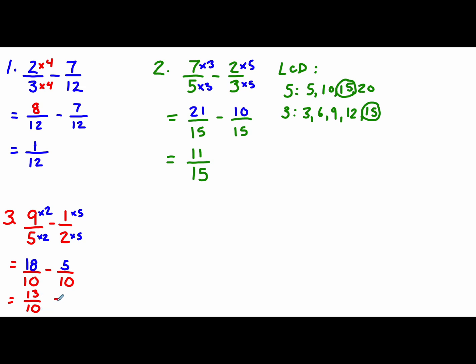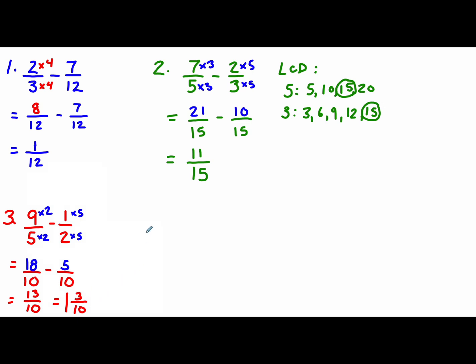So we can take another step and write this fraction as a mixed fraction. So we ask ourselves, how many times does 10 go into 13? Well, 10 goes into 13 evenly once, and we have a remainder. The remainder is 3. So a remainder becomes our numerator, and the denominator stays the same. So we can finish this question by, again, writing it as a mixed fraction, 1 3/10.